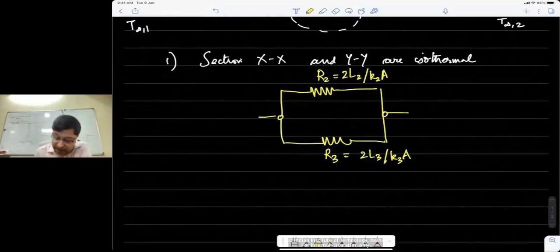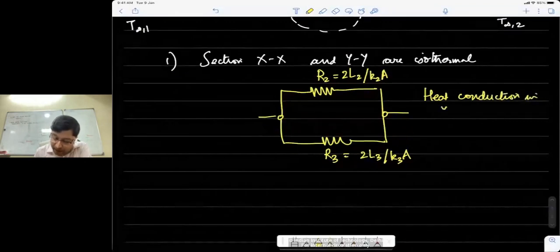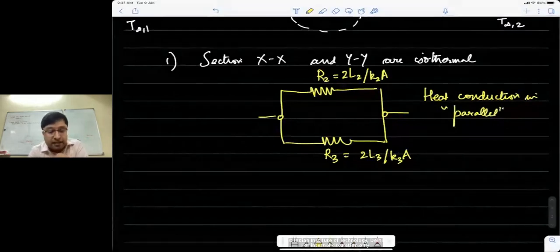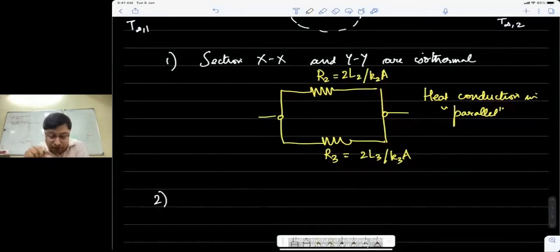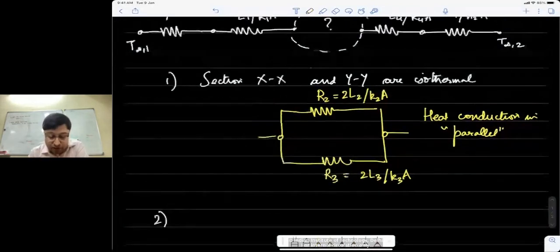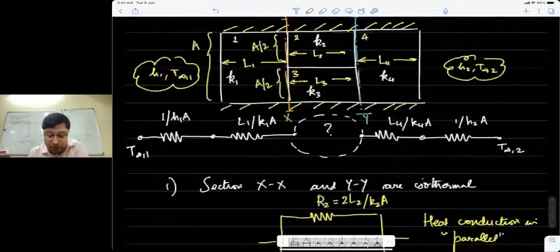Okay, so this is an example of heat conduction in parallel. So we have put resistances in parallel. So far, in the last class, we looked at heat conduction only in series, but this is an example where heat conduction could be taken to be in parallel. Now that is one approach. The second approach will also give you very close answers to what you would get if you do a full scale simulation, or a full calculation of this problem.